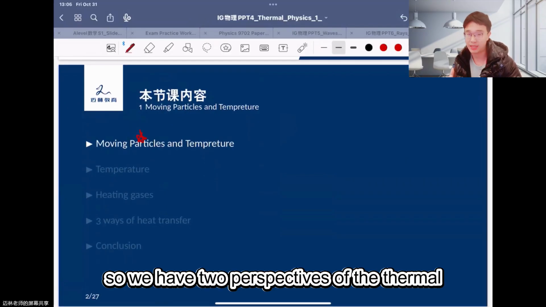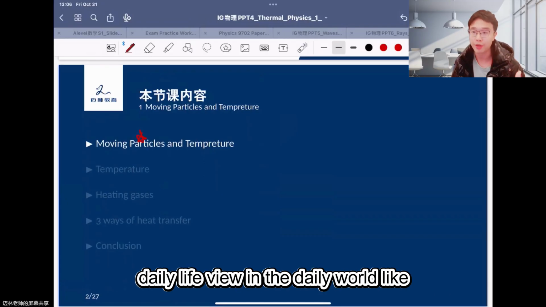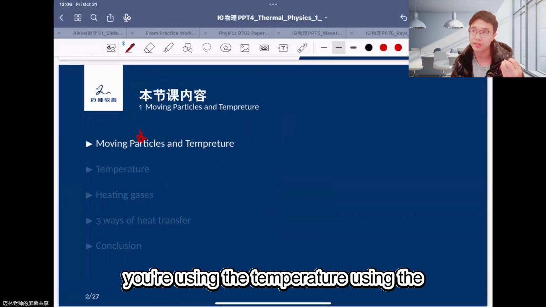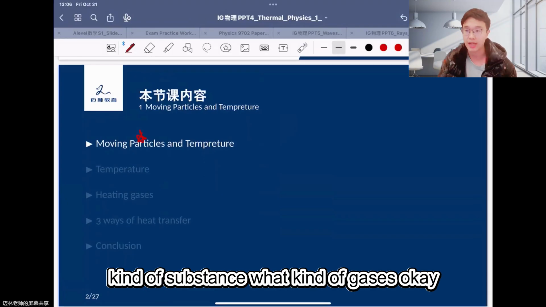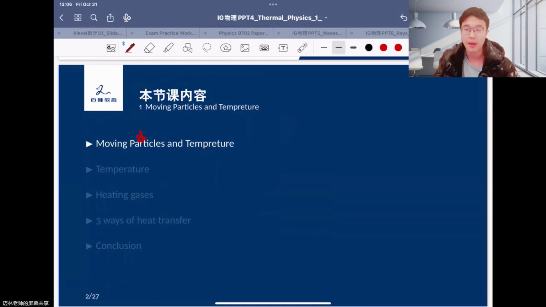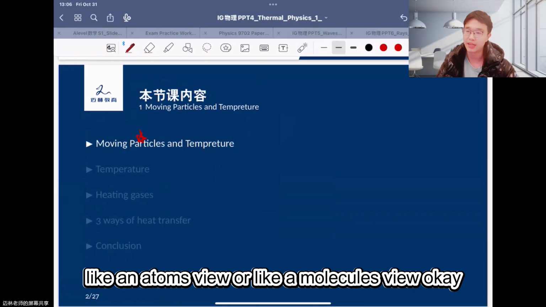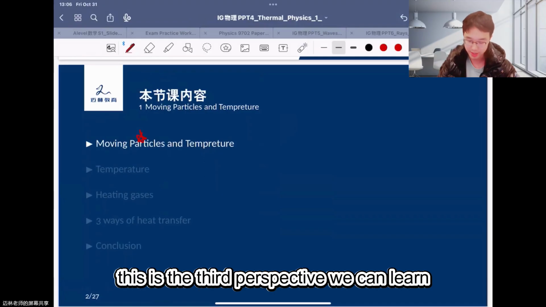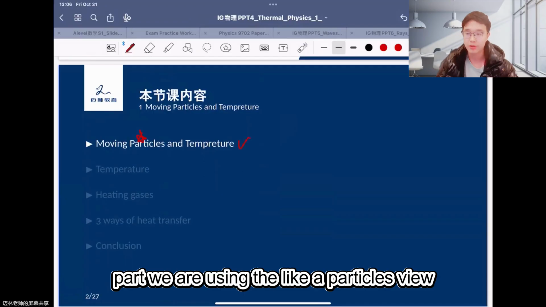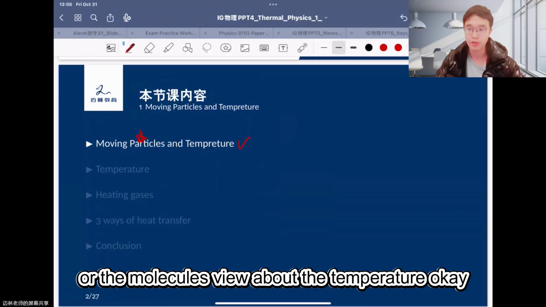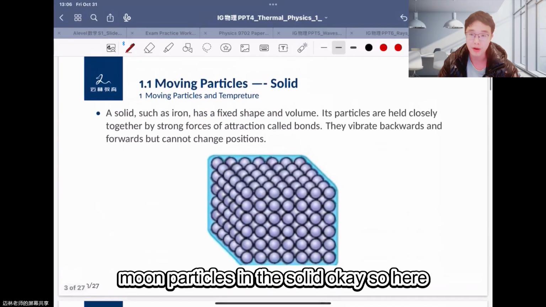So we have two perspectives of the thermal phases. The first perspective is using your daily life view in the daily world, like using the temperature, the volume, the pressure to describe a kind of substance or kind of gases. And the second perspective is using the atoms view or molecules view. This is the third perspective we can learn in physics. So here in the first part we are using the particles view or the molecules view about the temperature. So let's move into the first part about moving particles in the solid.